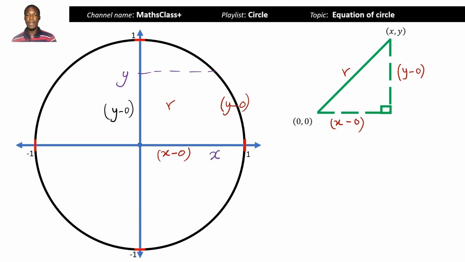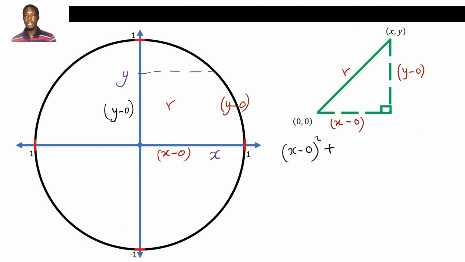So if you are to apply the Pythagoras theorem to this diagram, then the longer side, which is r, when we square it, will be equal to the sum of the squares of the other two sides. So we will have x minus 0 squared, and then add it to the square of the other shorter side, y minus 0. It will be equal to the longer side squared, which is r squared. So this is how we apply the Pythagoras theorem to get the equation of a circle.